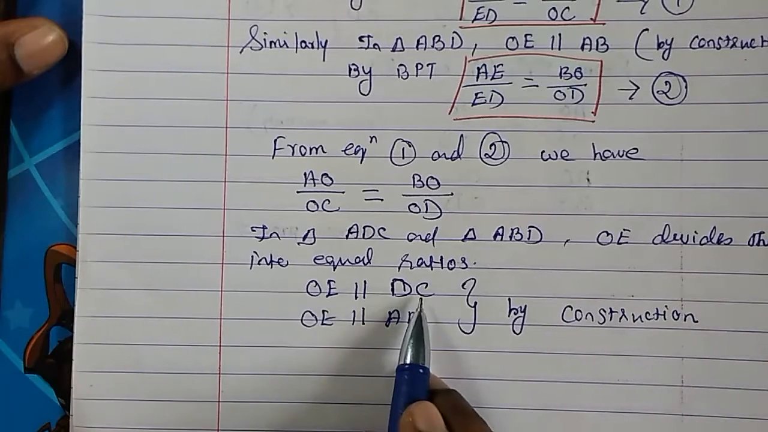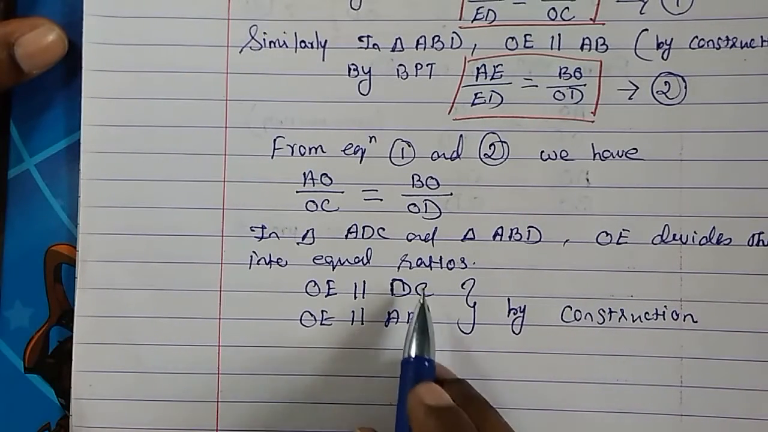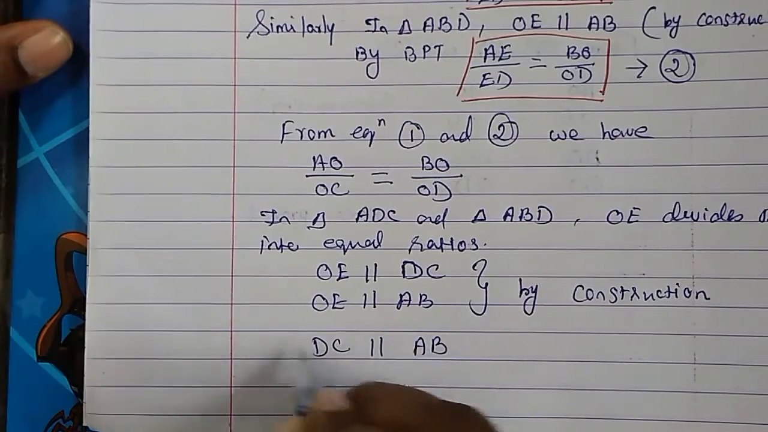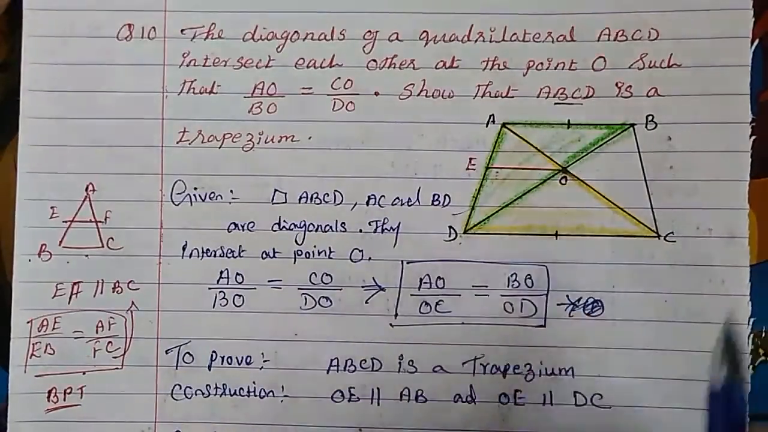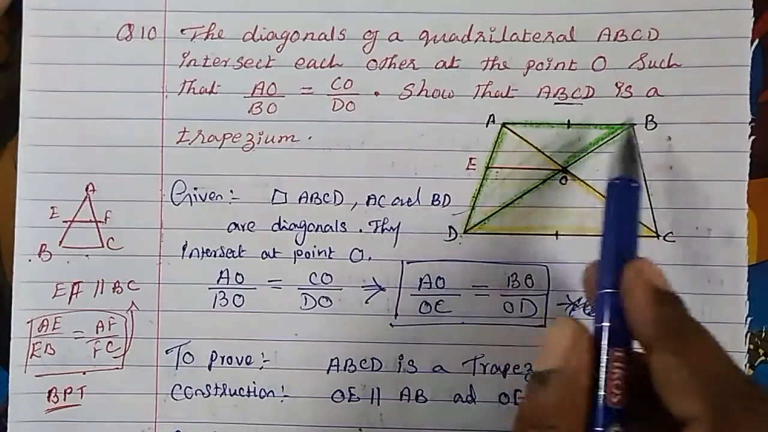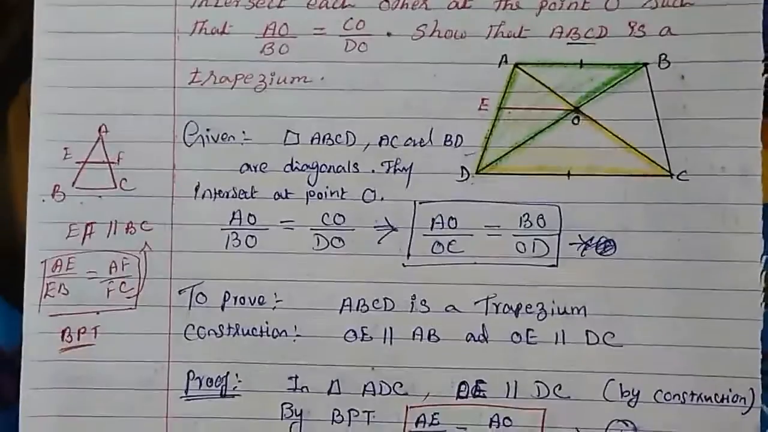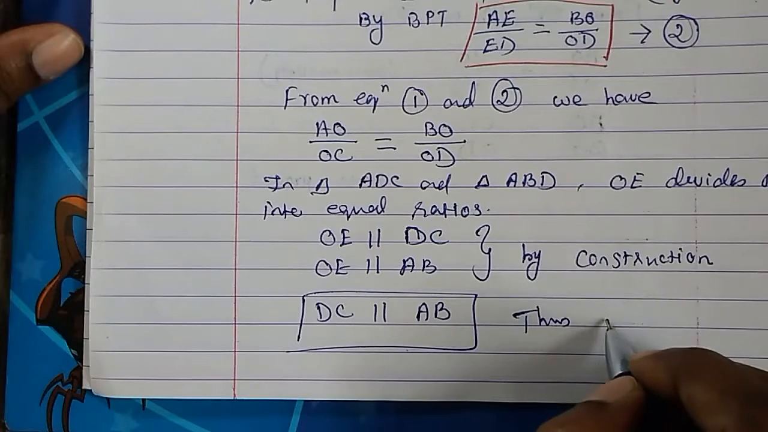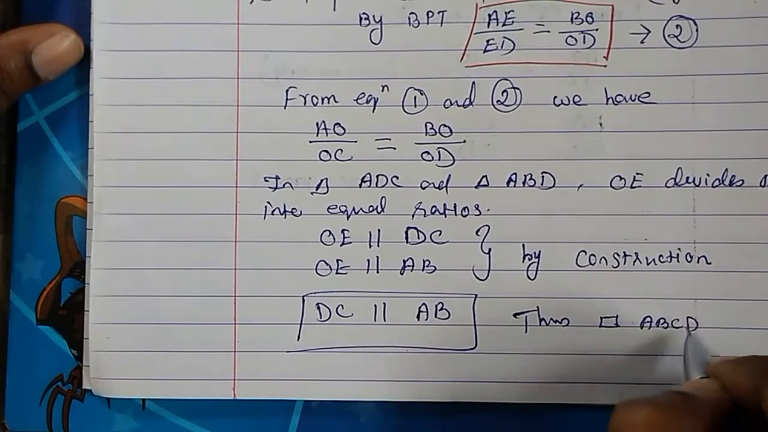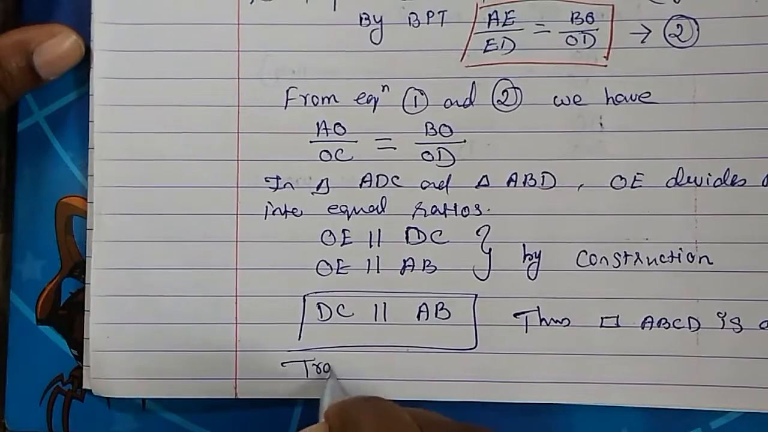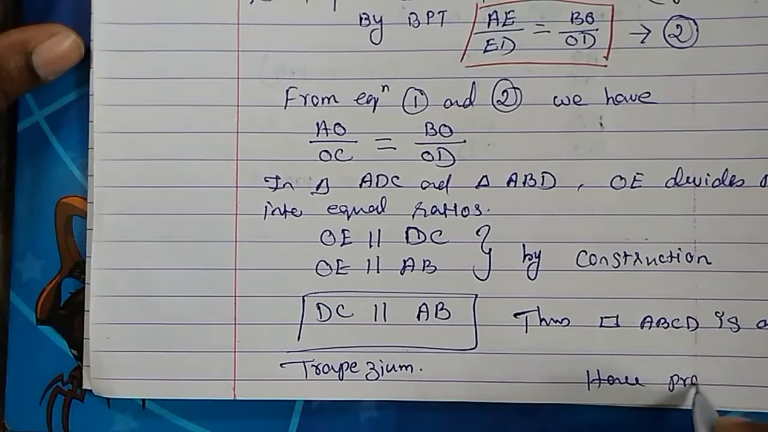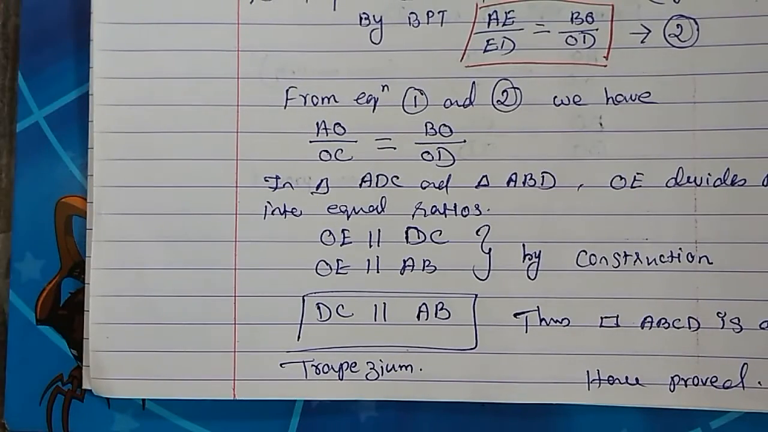So if OE is parallel to DC and OE is parallel to AB also, then can we say that DC will be parallel to AB? So this is what we had to prove, that AB is parallel to DC. If they are parallel, then can we say that it is a trapezium? Thus quadrilateral ABCD is a trapezium. Hence proved. That's it. Thank you. God bless you.